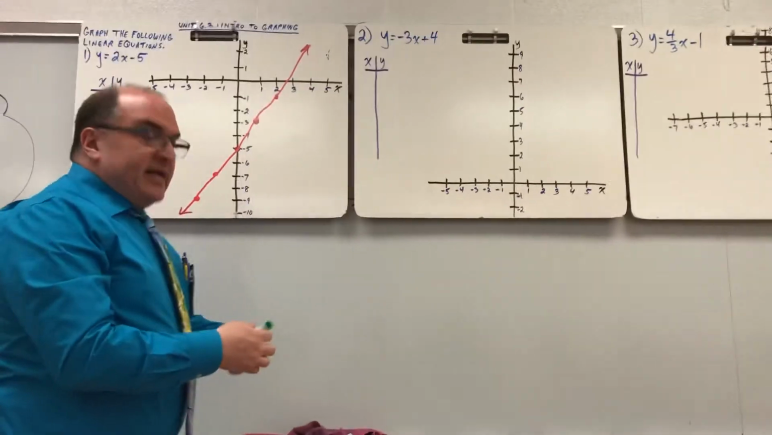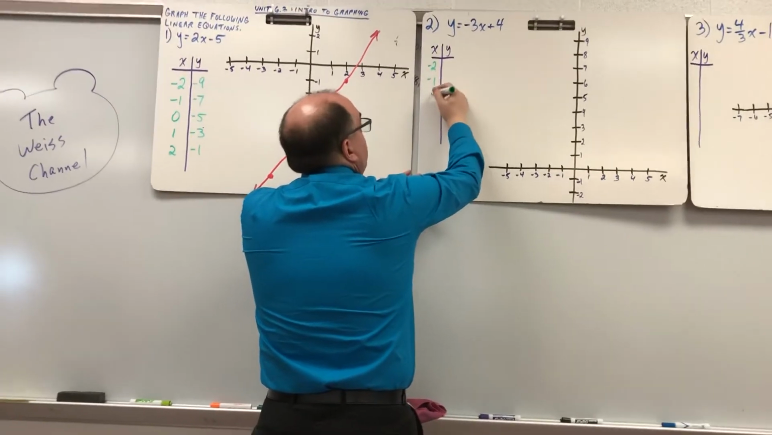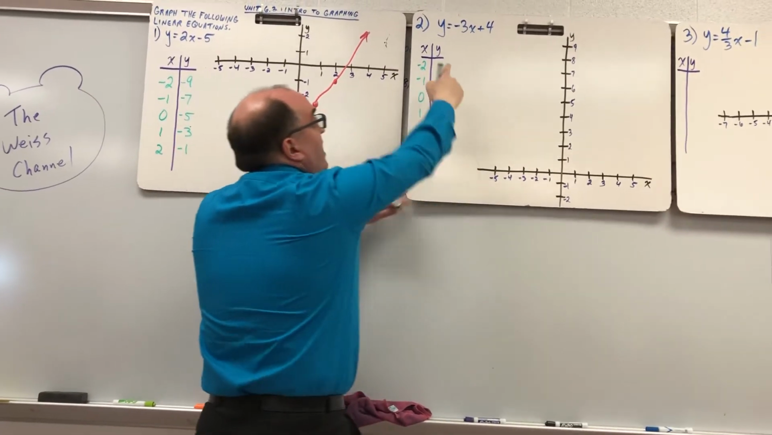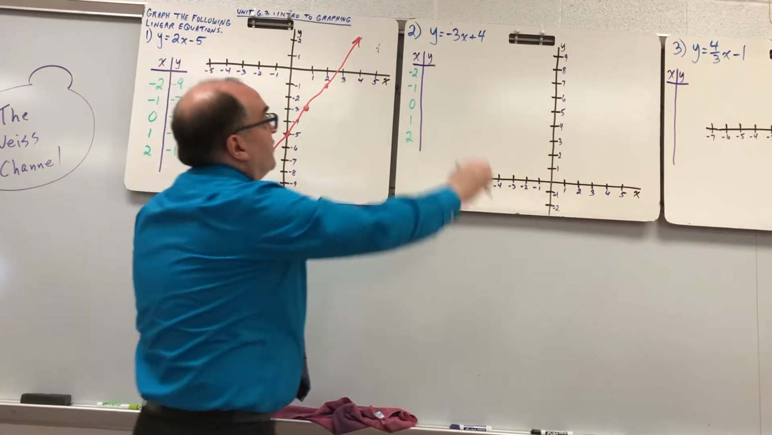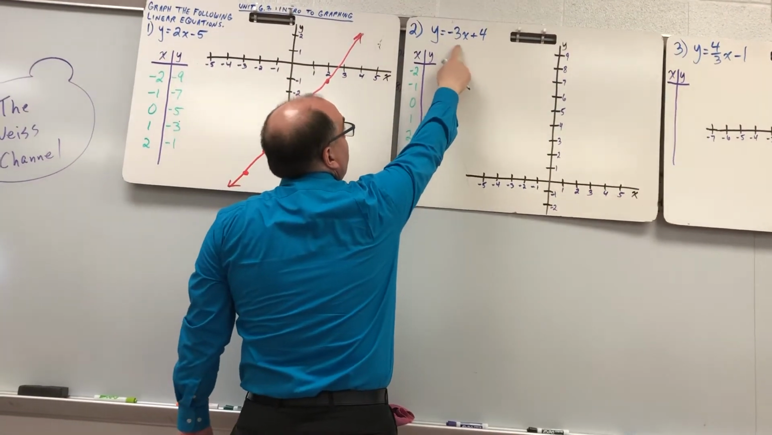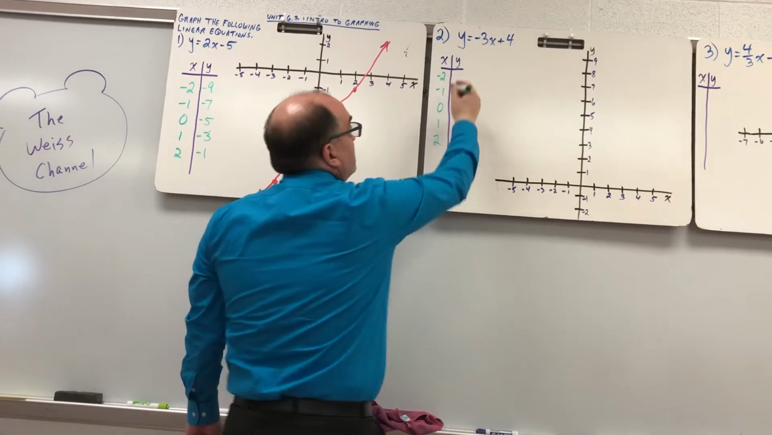Again, I'm going to ask you to use -2, -1, 0, 1, and 2. Here's y equals -3x plus 4. So if I put in -2, what's -3 times -2? 6. What's 6 plus 4? 10.